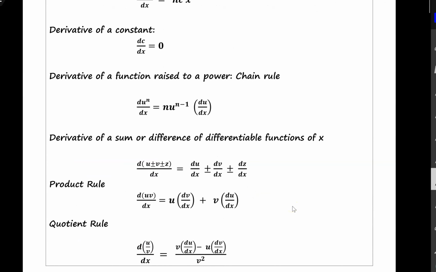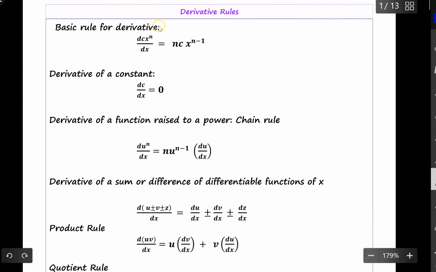All the formulas that I list up here for everyone, all the rules, are actually presented in terms of d over dx as well. So let me explain the first basic rule of derivatives. The d stands for differentiation. So this question is basically asking you to differentiate a function, c times x to the exponent n, in terms of x.